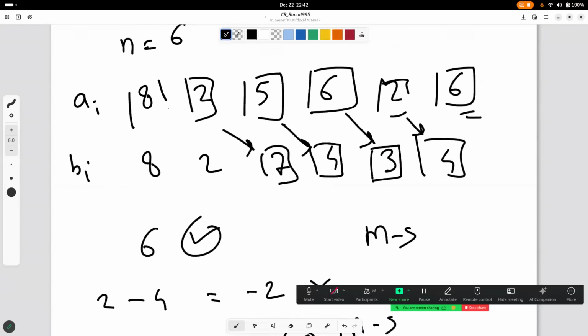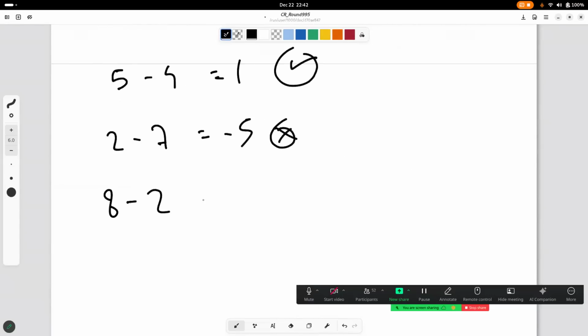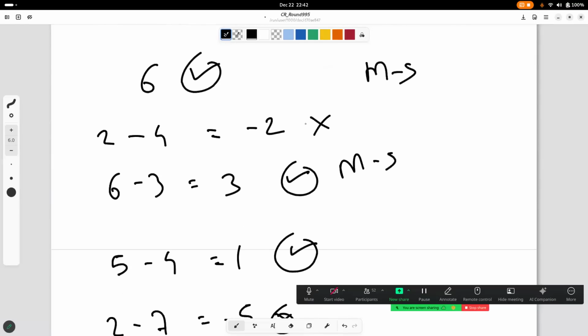If M solves 8, S is going to solve 2. So that would add 8 minus 2, equal to 6, to our answer. And we want to maximize our answer. So yes, we'll solve it.